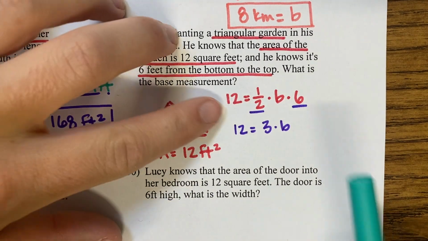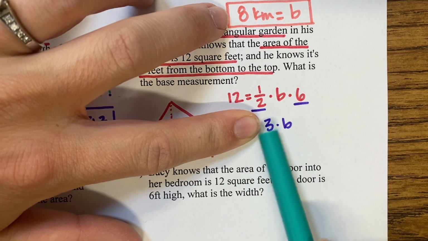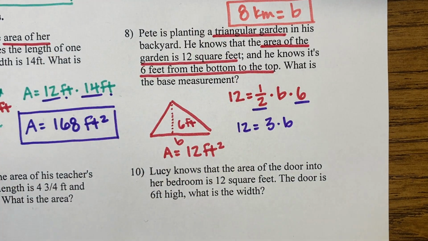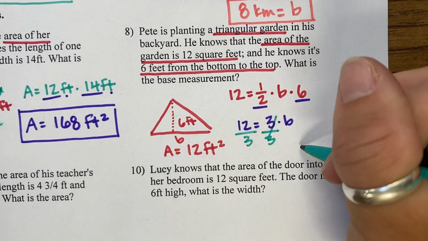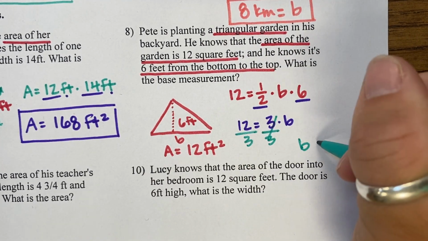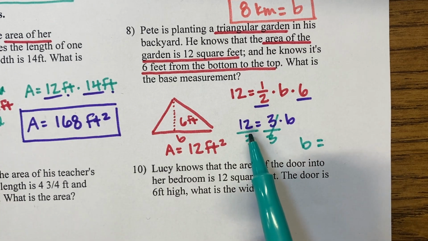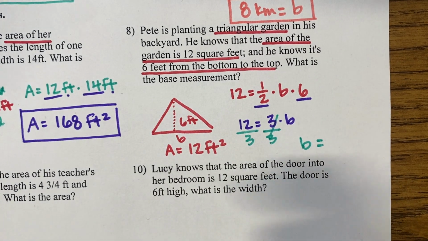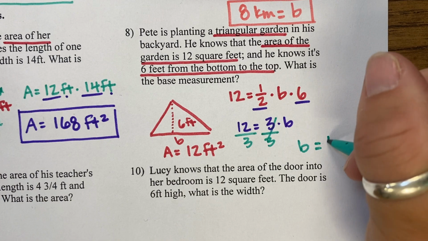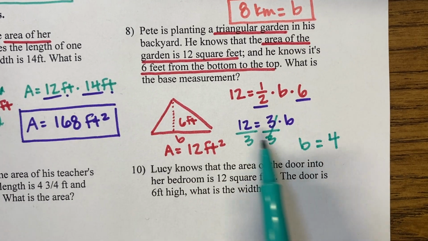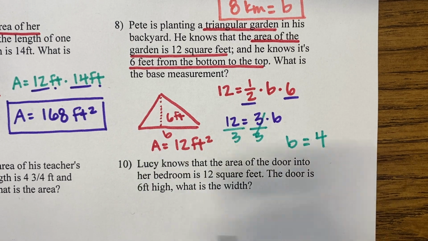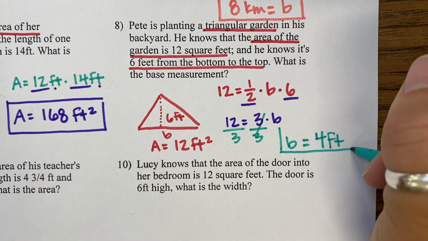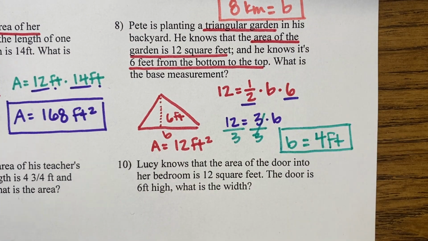Okay, well, our last step for solving and getting B by itself, what is the opposite of times by 3? We're going to divide by 3. So I get B is all by itself. What does B equal? What is 12 divided by 3? 12 divided by 3 is 4. And what are my units of measurement? It's 4 feet. And we solved that word problem.